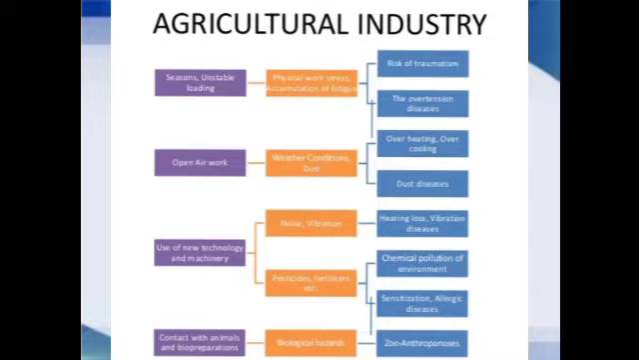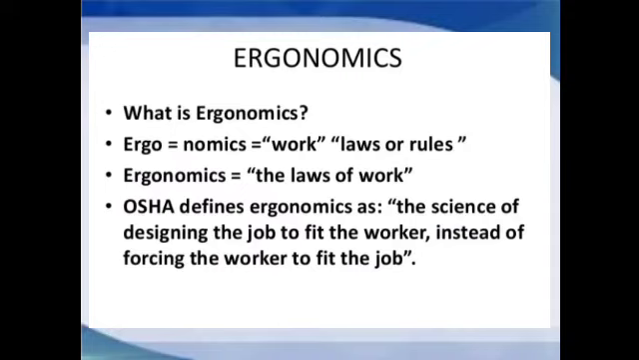Then the practices, fertilizers, etc. is a chemical pollution of an environment and sensation, then allergic diseases. Then the last one is the contact with animals and biography. So it is the biological hazards. So it can cause zooanthroponosis. So let's move on to ergonomics.